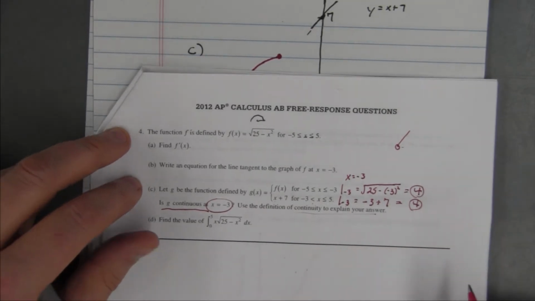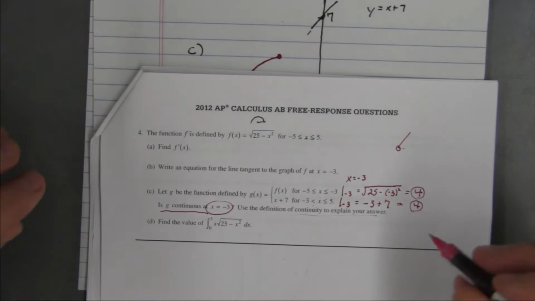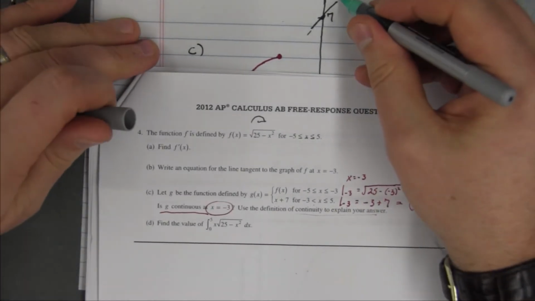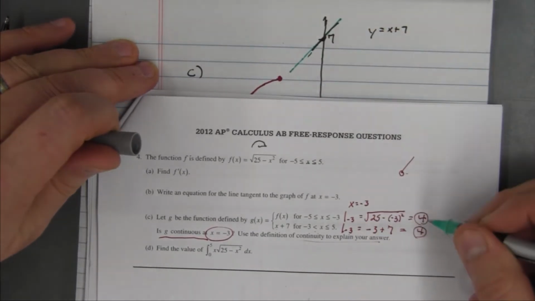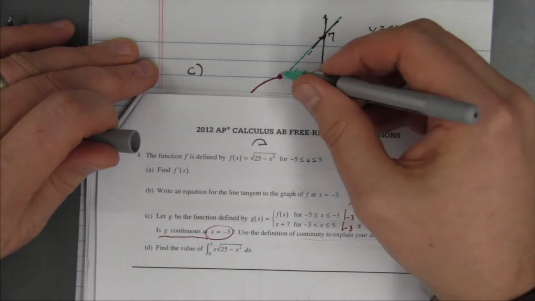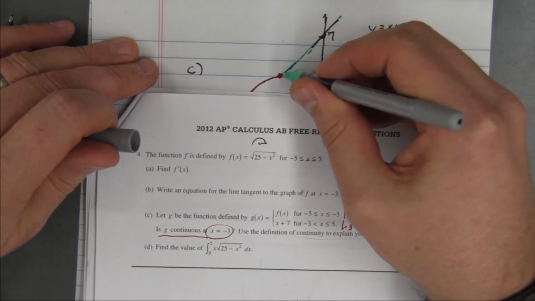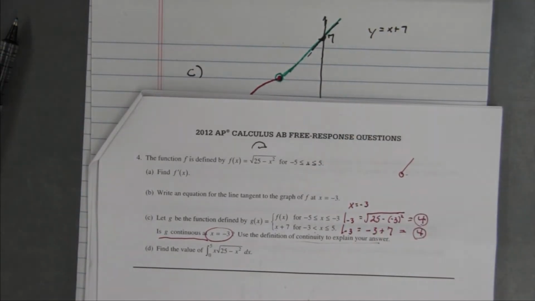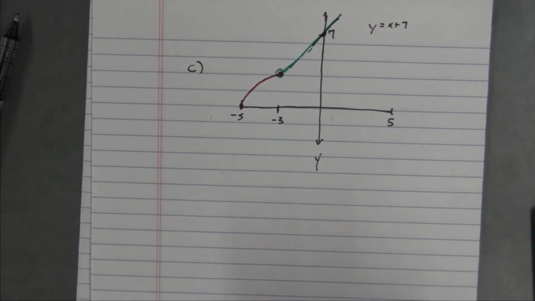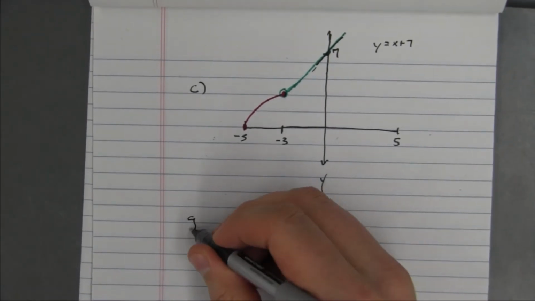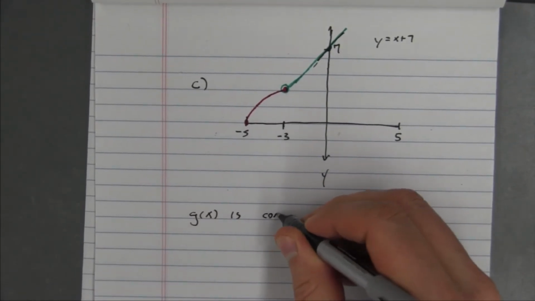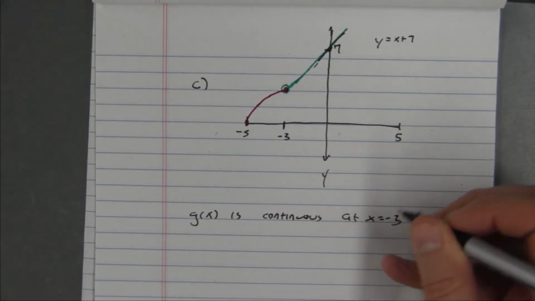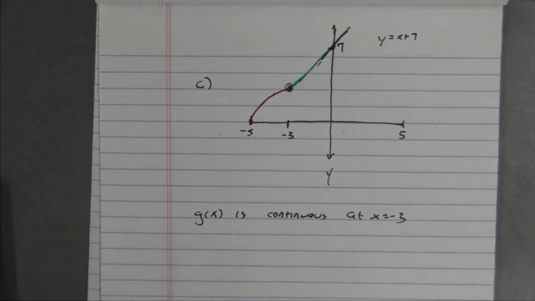So I already know that it's continuous because I have figured out that when I follow the x plus 7 curve down, the open hole that it has is at the same point as the end of this function. So this actually gloms right on there and they catch each other. And that's what we expect from a continuous function. So one thing that we can say right away is g of x is continuous at x equals -3.